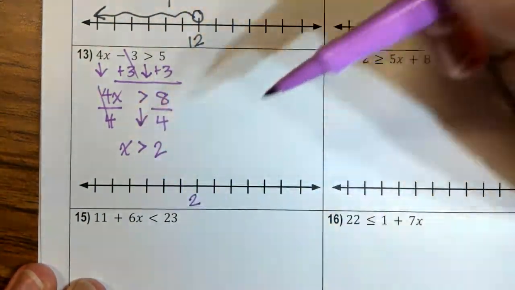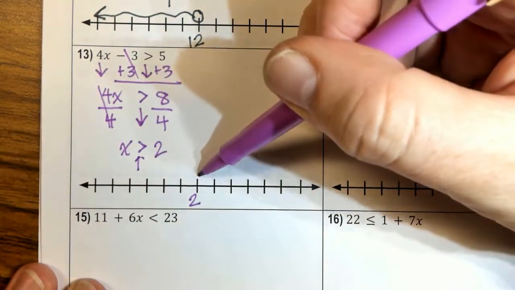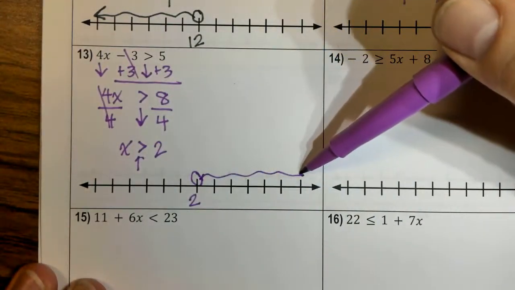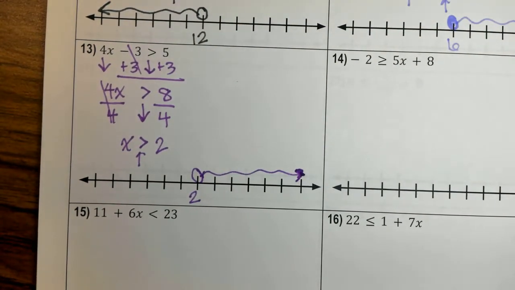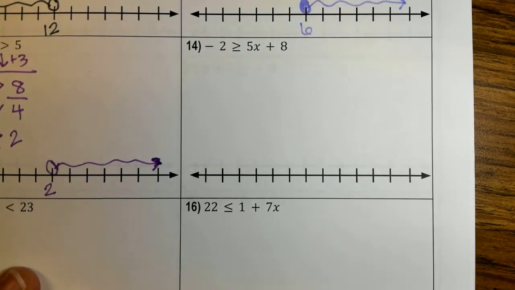So I have 2 somewhere on the line. My symbol, right, is not underlined, so it's an open circle. And greater than goes to the right. Well, it's a terrible arrow. That's okay. All right, 14.